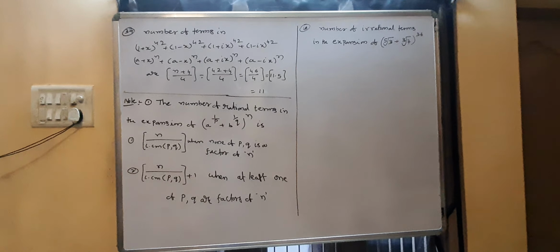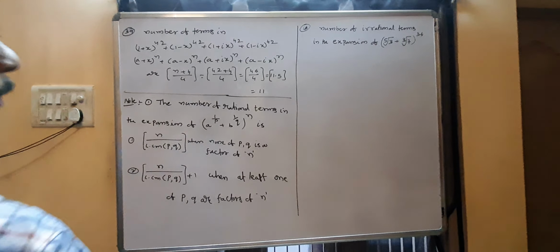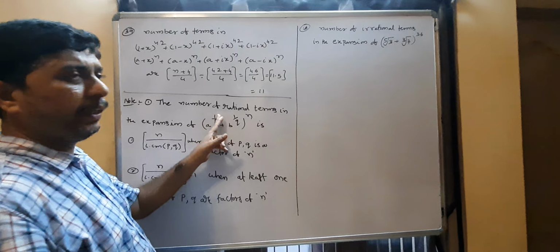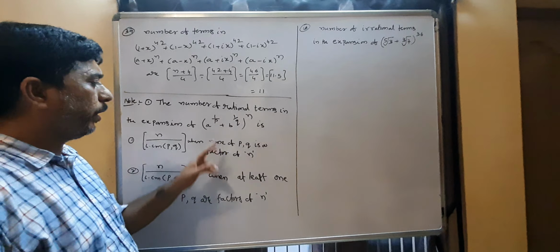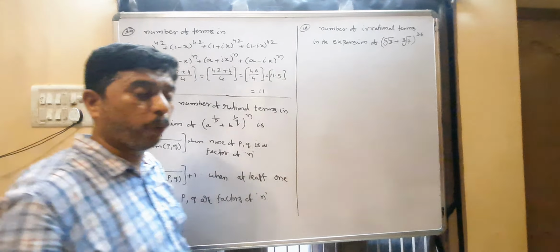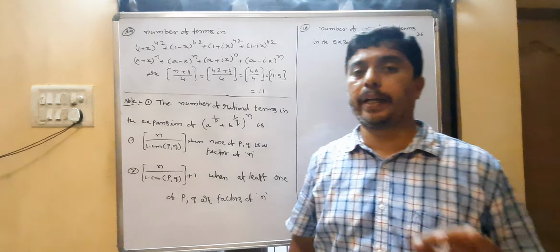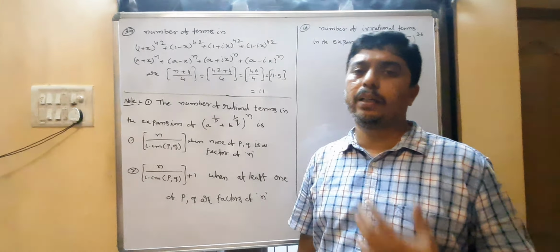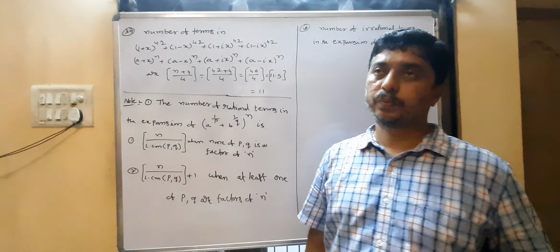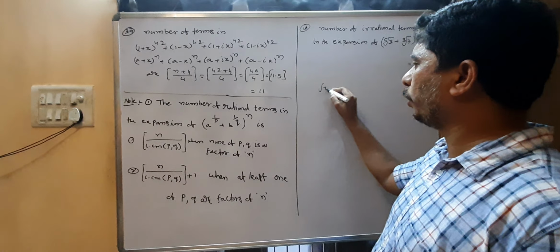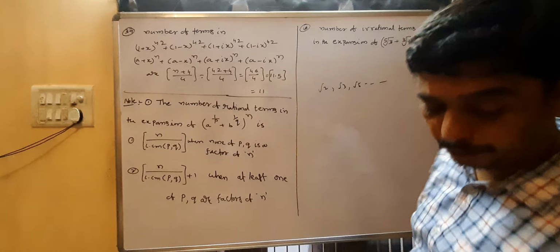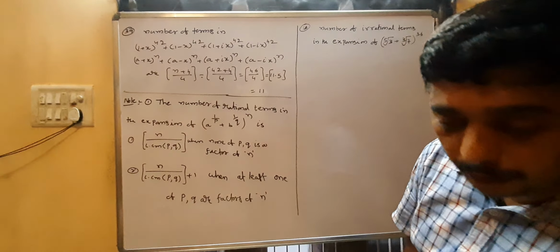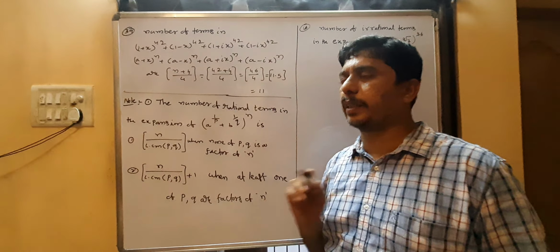Coming to next concept. Generally, in (a + b)^n, the number of terms is n + 1. Suppose (a^(1/p) + b^(1/q))^n. Number of terms is n + 1. Out of n + 1, some terms are rational and some terms are irrational. Irrational means the terms contain root 2, root 3, root 5 like these. So those all are irrational. Out of n + 1 terms, some terms are rational, some terms are irrational.